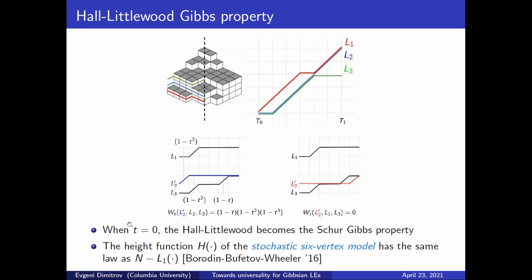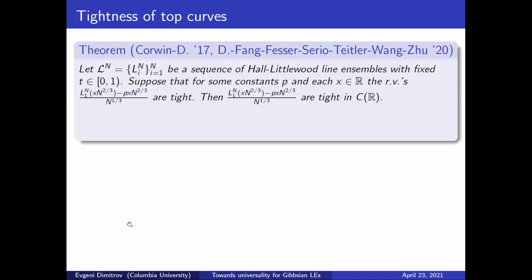For this model, we have an analogous statement like the one we did for the log-gamma polymer. If you have a sequence of Hall-Littlewood Gibbsian line ensembles, and you know that the top curve of these ensembles has one-point tight marginals, then in fact the entire top curve needs to be tight under the same type of scaling. This is an old result by myself and Ivan Corwin.